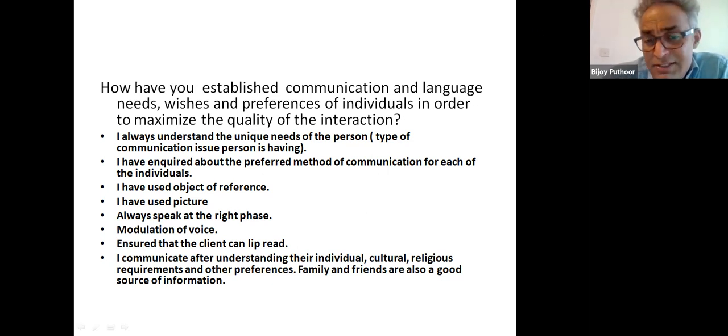And you have received this information from family, friends, and the previous care organization where the person has been. So these are the things that you would expect your manager to say in the witness testimony, so that they're giving a good account of how good you have been in communicating with people's needs, wishes, and preferences after taking their communication needs into consideration.